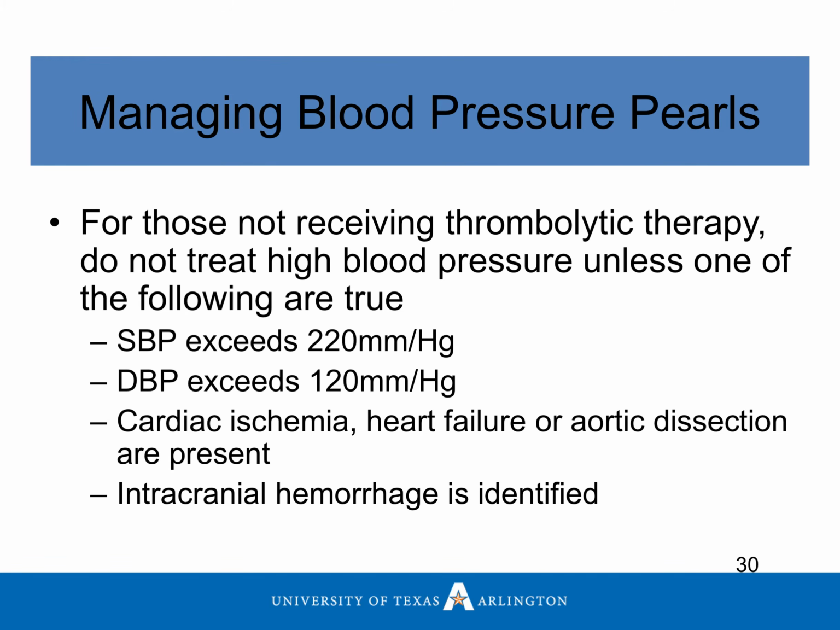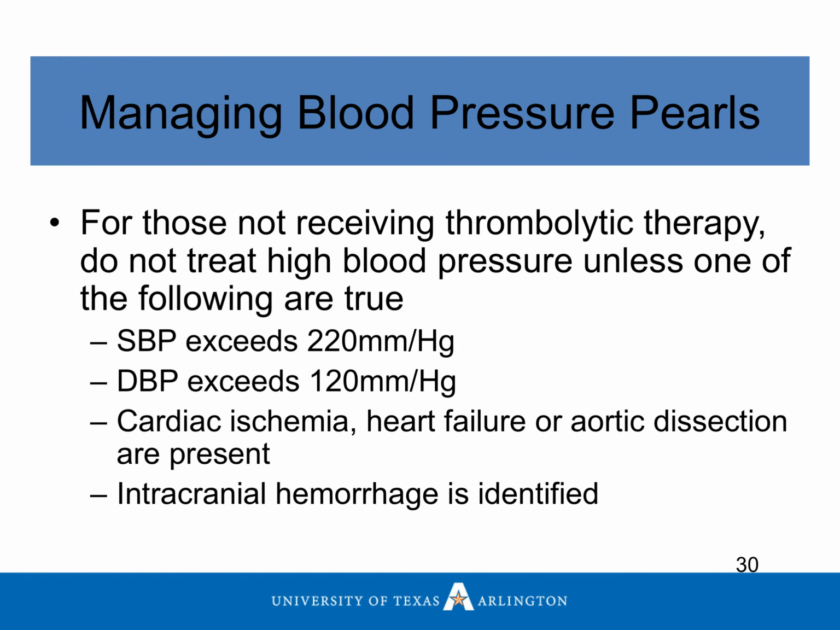Okay, so what about managing blood pressure for those who will not be receiving TPA? With these individuals, you do want to make sure that the brain is getting plenty of blood supply and oxygen. And so you do not treat high blood pressure unless one of the following is true. And that's going to be a systolic blood pressure that is higher than 220 millimeters of mercury, or a diastolic blood pressure that is higher than 120 millimeters of mercury.